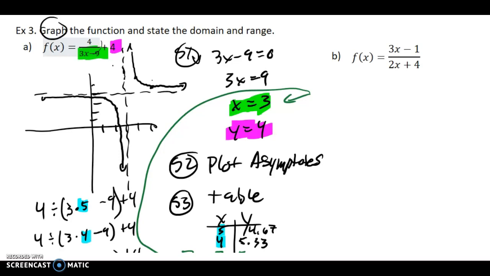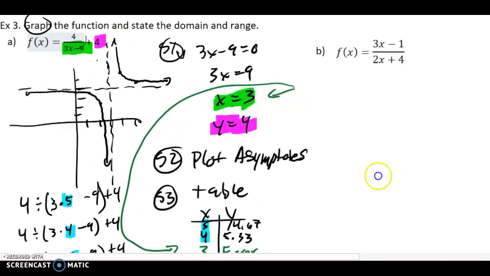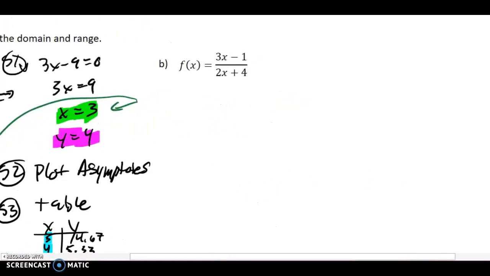Now if you want an A, you need to show all this work. Okay? And I'll show you more about B-level work next time because we're going to use technology. So the next one here, this one's going a little quicker. So step 1, we're going to do the asymptotes.